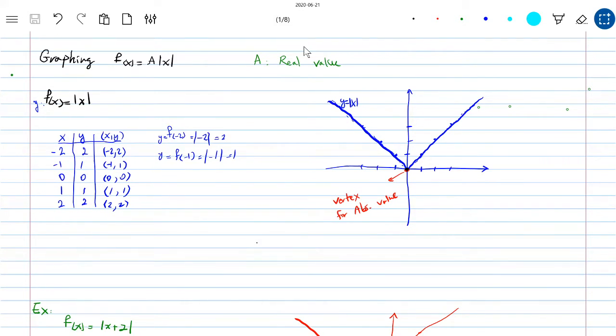Hello everyone. Today we're going to talk about graphing a certain type of function.